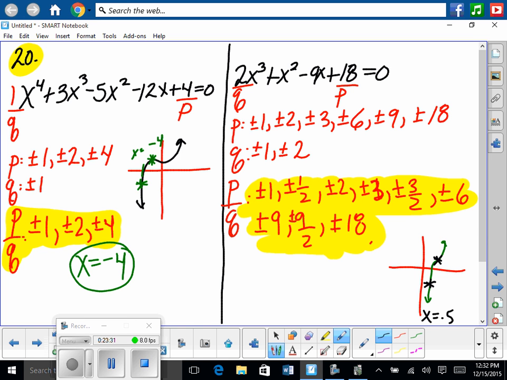If you didn't know, you would start testing these. What's 9 divided by 2? What's 1 divided by 2? What's 3 divided by 2? Which one matches up with this? So since 0.5 is equal to positive 1/2, our actual zero is positive 1/2. So that's a small piece of the final answer here.